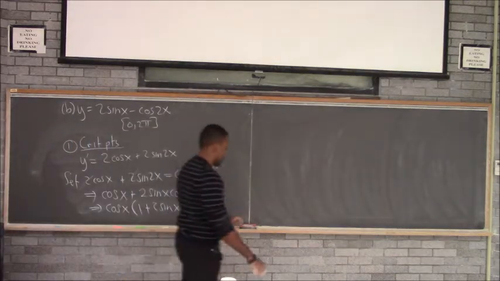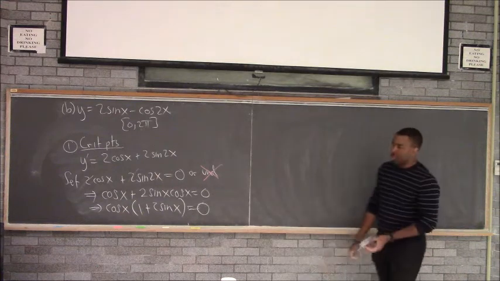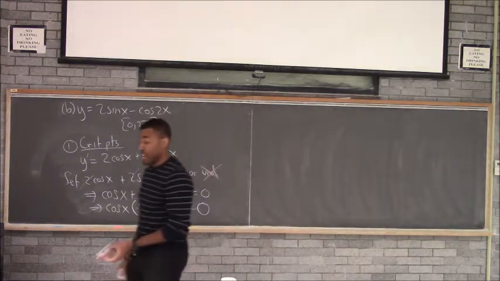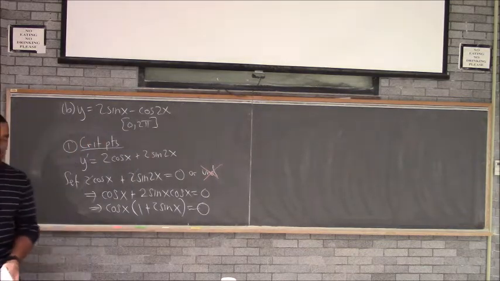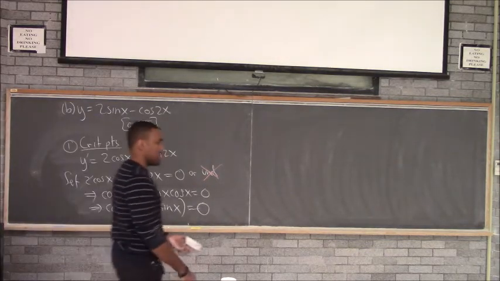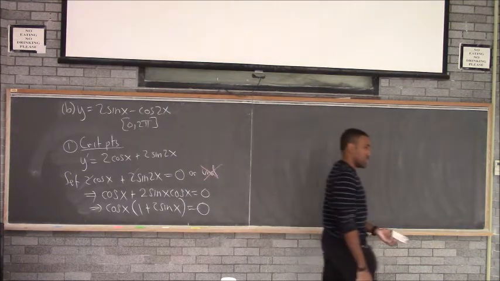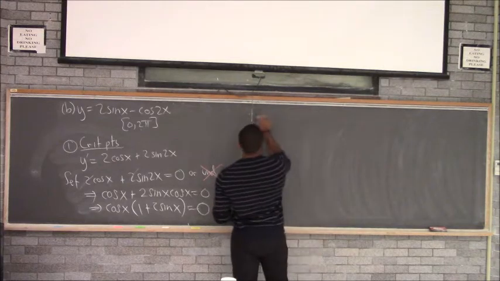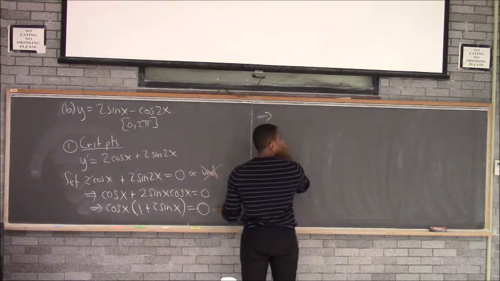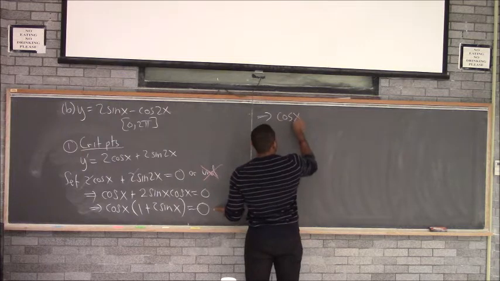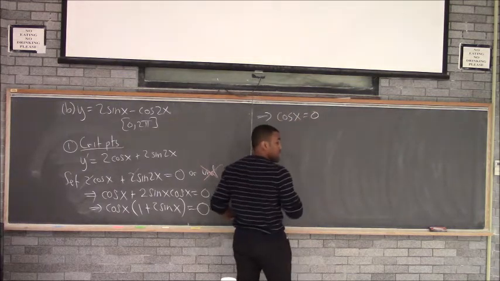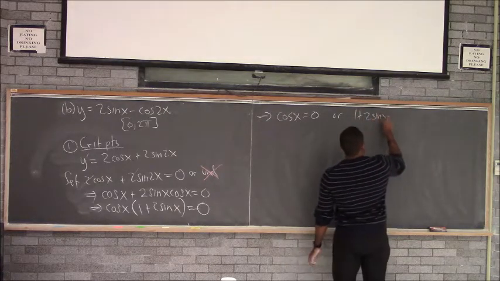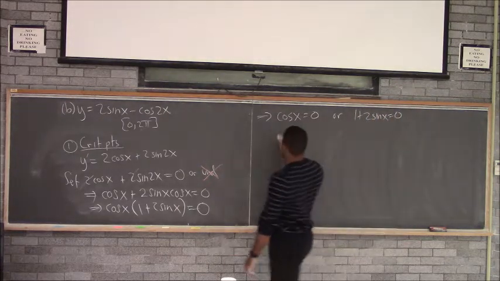Because in pre-calc you learned, if I want to solve a linear equation, isolate the x. Want to solve any other kind of equation, bring everyone to one side, factor that side, set each factor equal to 0. This is how we solve equations. So, what does this mean? Cosine x is equal to 0, which is why it was bad for you to divide by it, or 1 plus 2 sine x equals 0. Okay, let's start with this one.